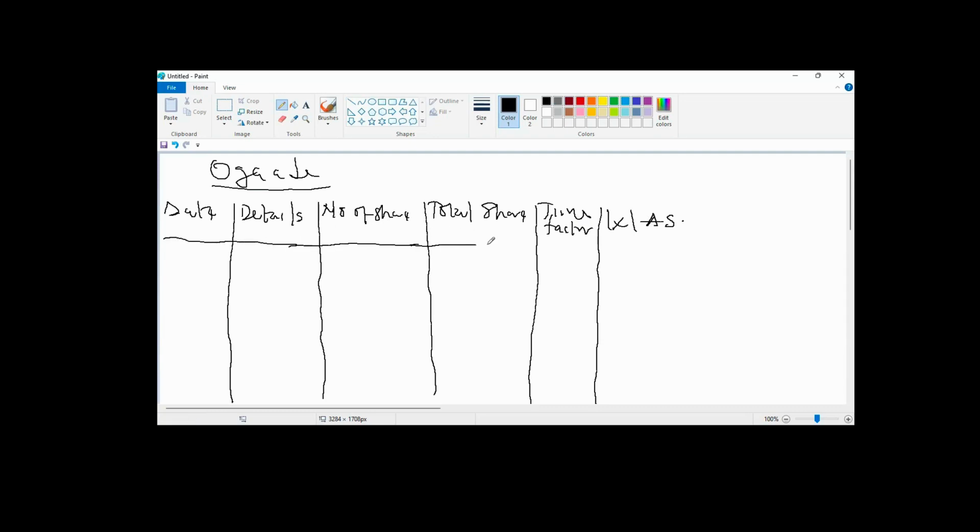I hope everybody has the question. I will now start. Ogade Limited, don't forget the year-end is December. On 1st of January, opening balance. It's a must. You must get that if it is not given. Opening balance, 1st January. What did they have? 90,000 shares. Total, 90,000.